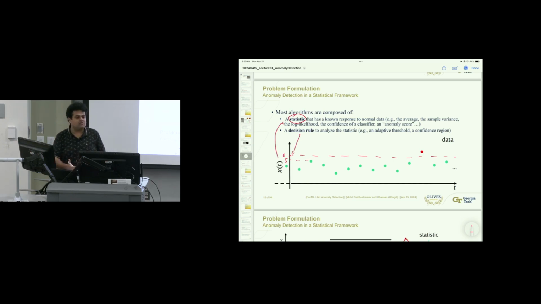Again, what I did was a very simple way of doing it, which is I just took the max value and said that this was anomalous. I know that this here is anomalous because it's in a different color. It's a completely contrived example, so it's very clear in this case. But in most cases, it's not as clear what the statistic or the decision rule is going to be. You need to create some kind of an adaptive threshold or some kind of a confidence region in order to say if something is anomalous or not.